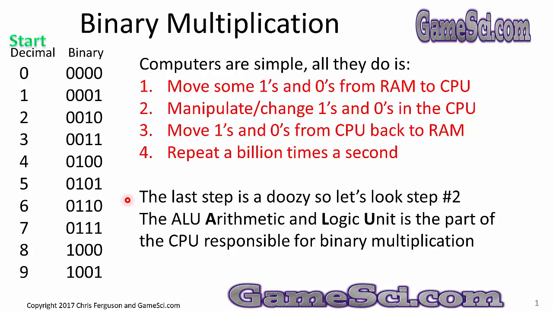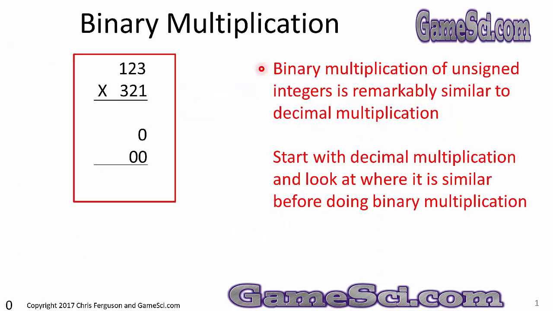That last step is a doozy, so let's look at step number 2, manipulating ones and zeros. The ALU, Arithmetic and Logic Unit, is the part of the CPU responsible for binary multiplication. This is certainly manipulating and changing ones and zeros. Binary multiplication of unsigned integers is a remarkably similar task to decimal multiplication. Let's start with some decimal multiplication and look at where it's similar before doing the binary multiplication.